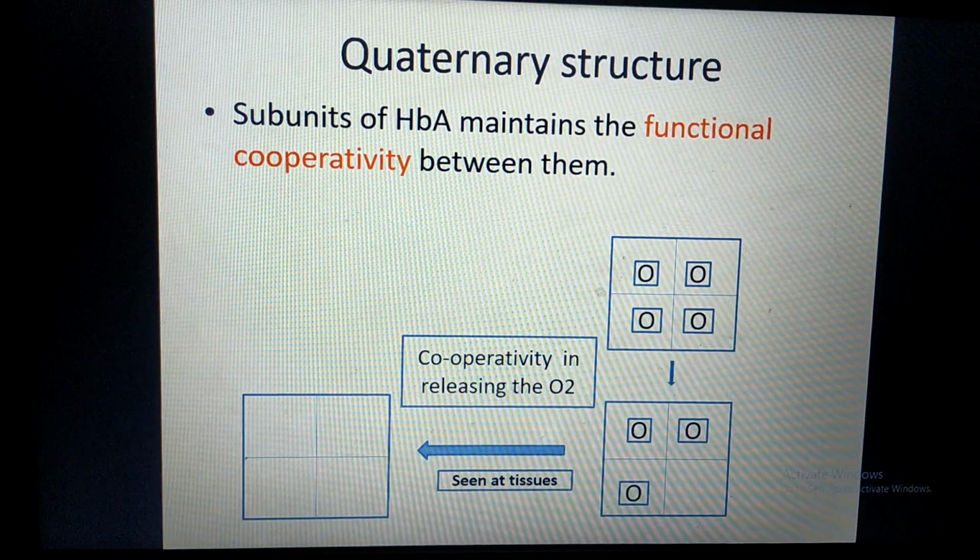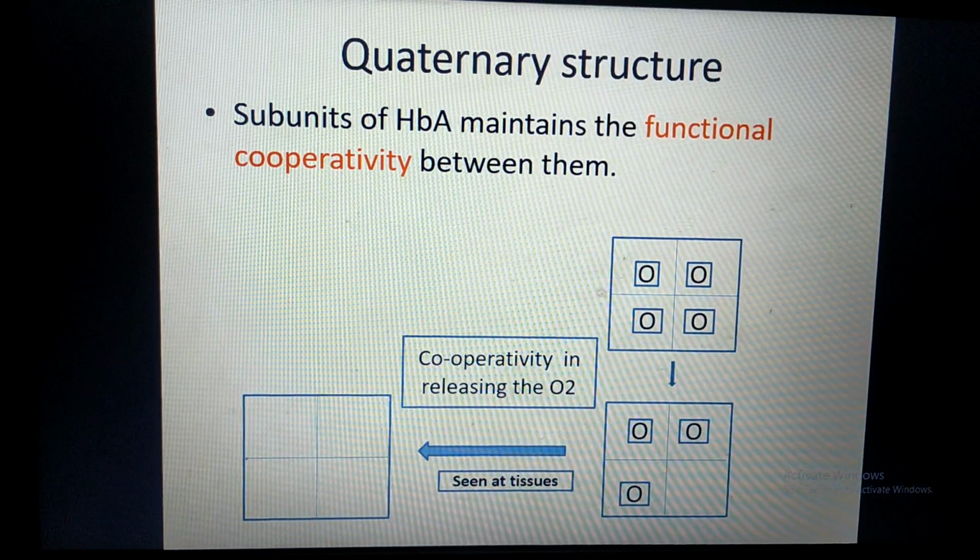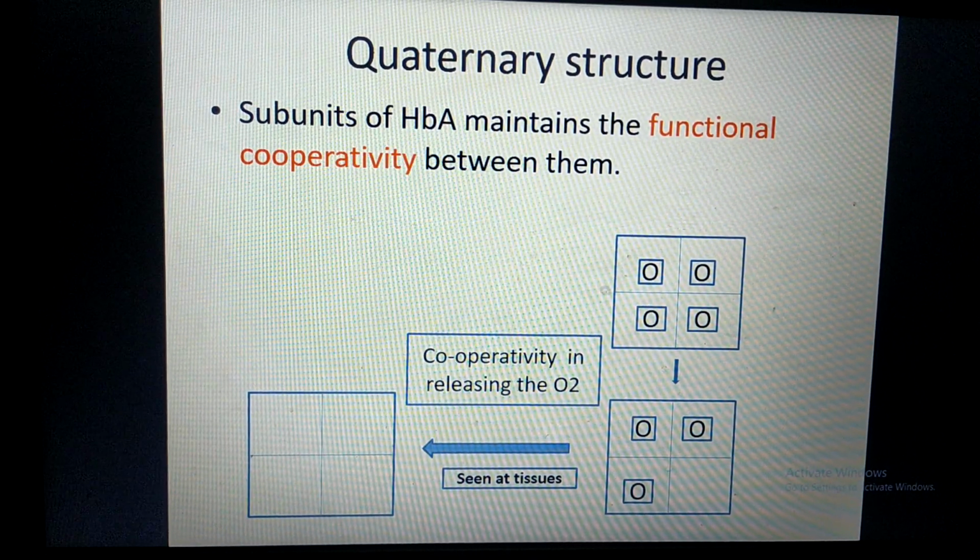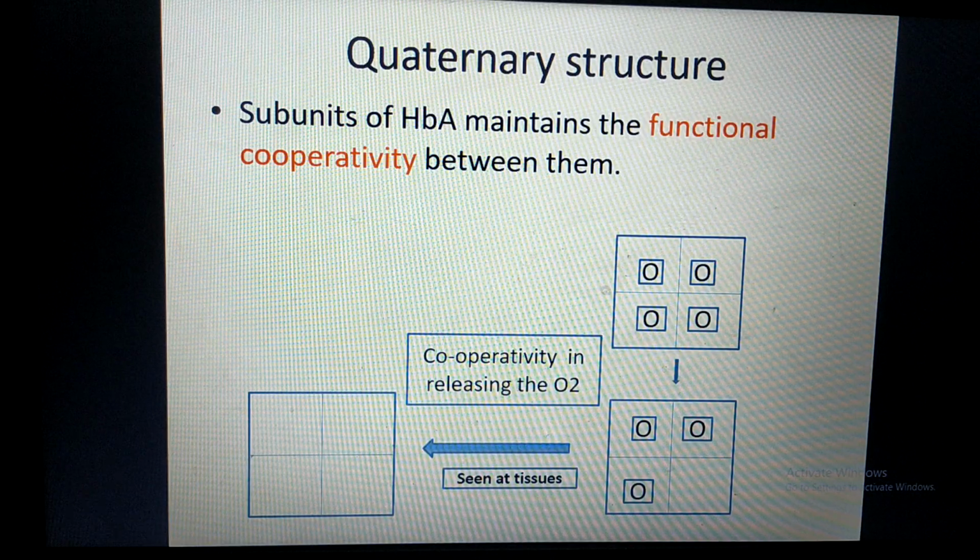This can be diagrammatically shown here. On the upper side I have shown an oxygenated hemoglobin A molecule with 4 oxygen molecules. As soon as one oxygen molecule is released from hemoglobin, the other 3 subunits also lose affinity, or show decreased affinity towards oxygen, and they immediately release the oxygen. This effect is seen in tissues.